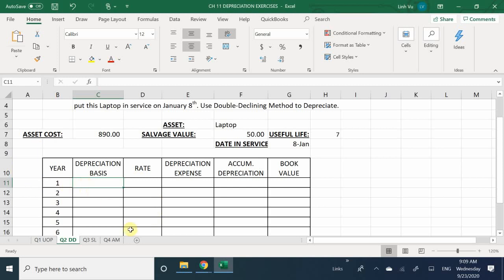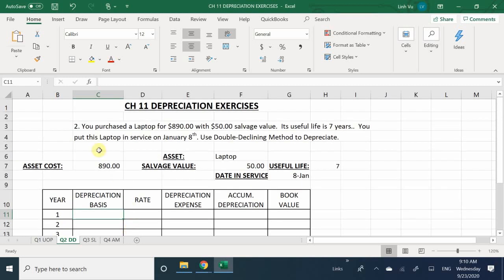Beginning year book value, I can't see the top though. The beginning year book value is that 890? That would be 890. What do you mean by the top? I can see it now. The asset cost was 890.